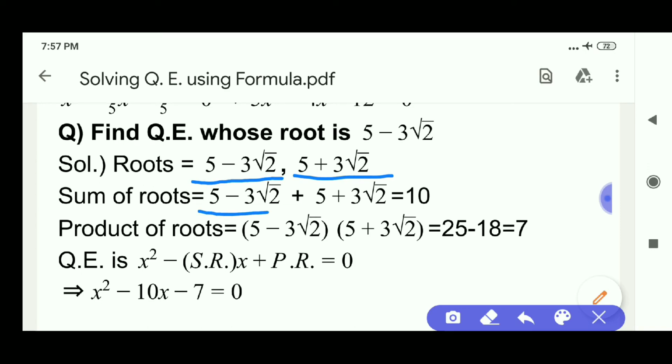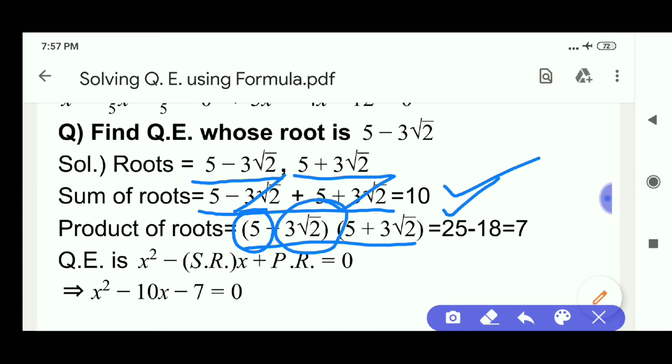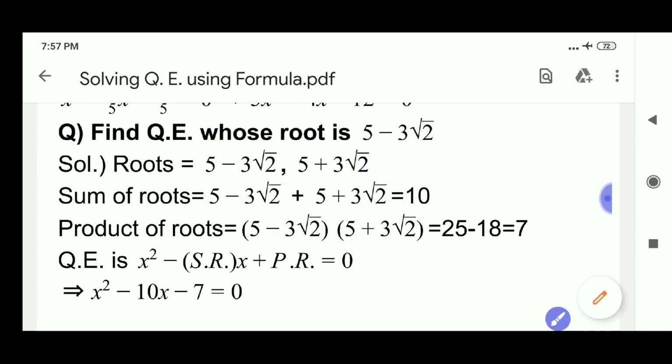Sum of roots, add them, negative and positive. That is minus 3 root 2 plus 3 root 2 will be cancelled. 5 plus 5 is 10. Product of roots. Here we apply the formula a minus b into a plus b. That is a square minus b square. A square means 5 square is 25. B square means 3 root 2 into 3 root 2. 3 into 3 is 9. Root 2 into root 2 is 2. 9 into 2 is 18. Now 25 minus 18 is 7.